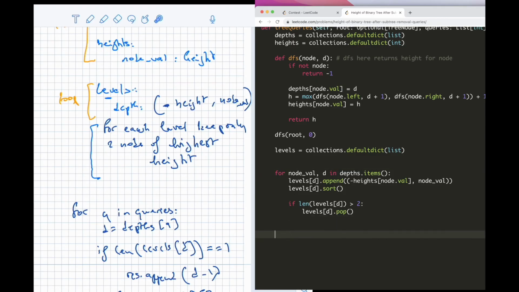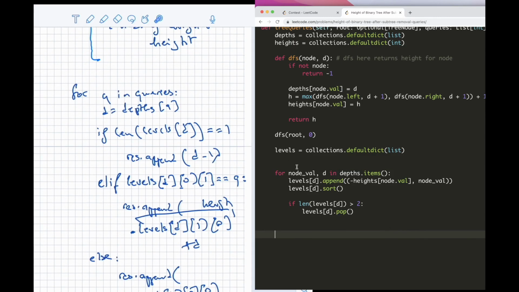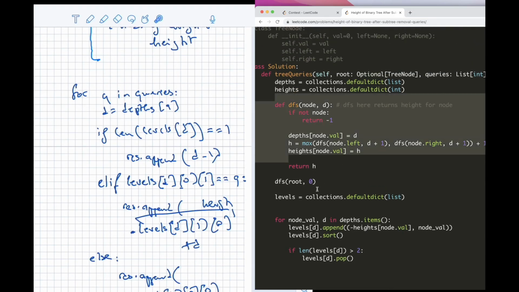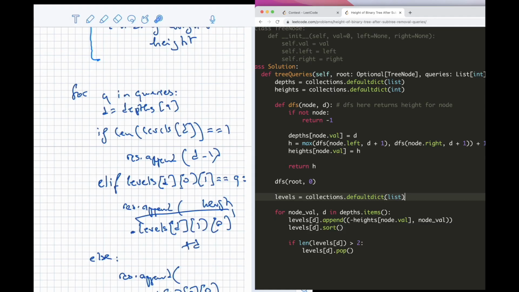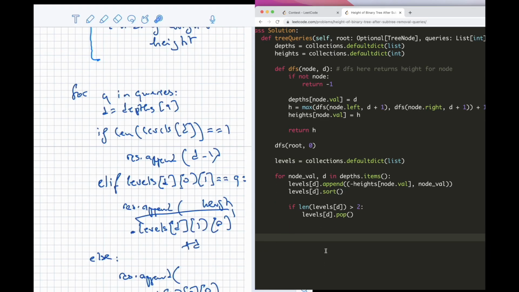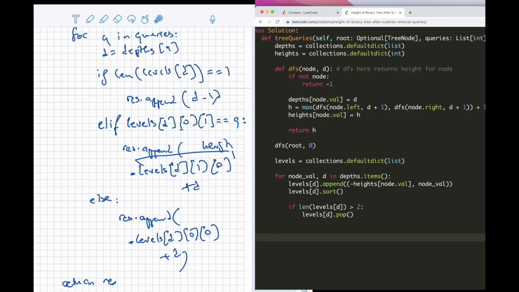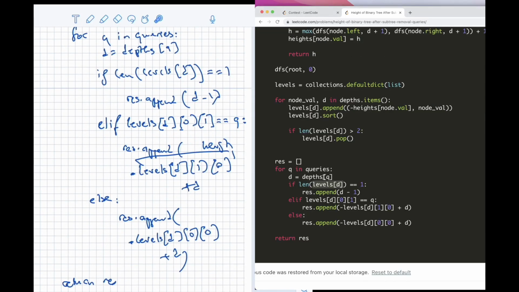And now we can just do what we did here, because now our levels, we know that they are populated, and we know we have only the two largest heights because of this sort and this pop. Okay, so now we do the last step. So we did the first one with DFS, and we did the second one to populate levels. Now we just do for the queries what we did in the overview right here.